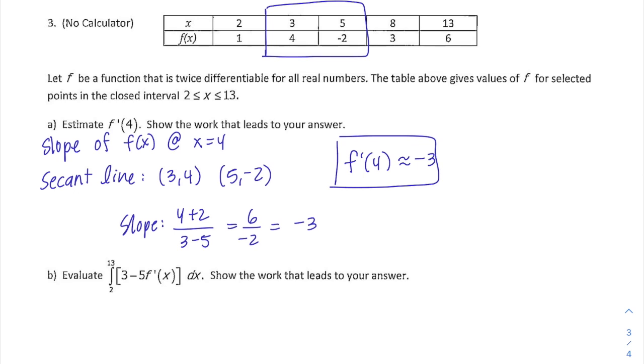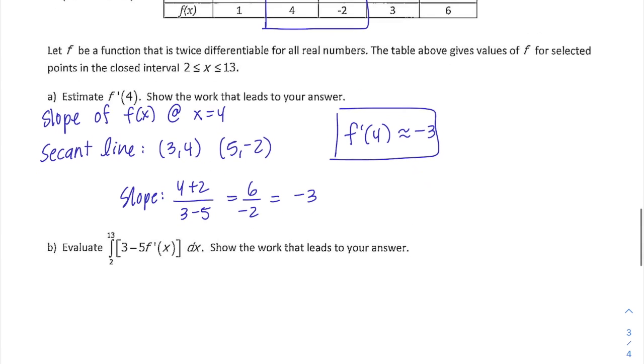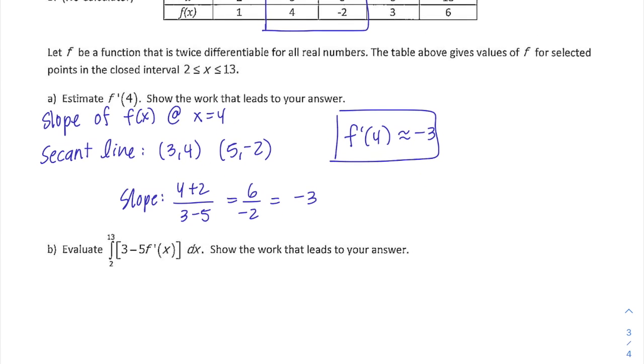Part B, evaluate the definite integral from 2 to 13 of 3 minus 5 f prime of x dx. We want to show our work. So the first thing I'm going to do is just integrate this. So we're doing 2 to 13, 3 minus 5 f prime of x dx. So I'm integrating this with respect to x. So this will become 3x minus 5 f of x. And we're going to evaluate this from 2 to 13.